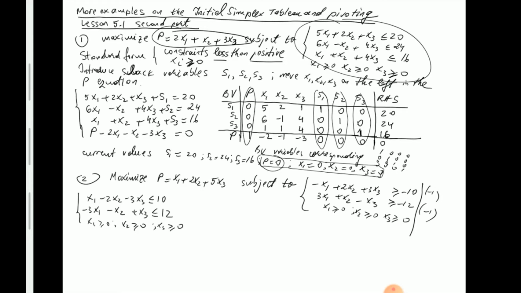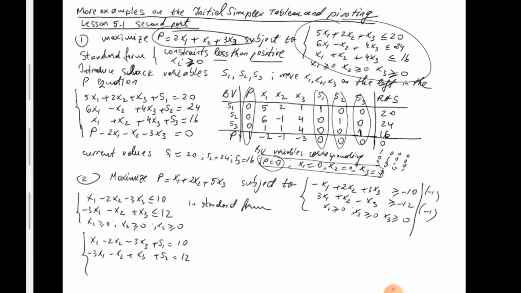Check again, because now if you multiply by minus 1 and the right hand side is not positive, that means the problem cannot be written in the standard form and the whole algorithm that we learn right now doesn't apply. In this case, it is in the standard form now. So we can proceed like before to introduce the slack variables. So it's going to be x1 minus 2x2 minus 3x3 plus s1 equals 10. Minus 3x1 minus x2 plus x3 plus s2 equals 12. And that's it. We have only two constraints.